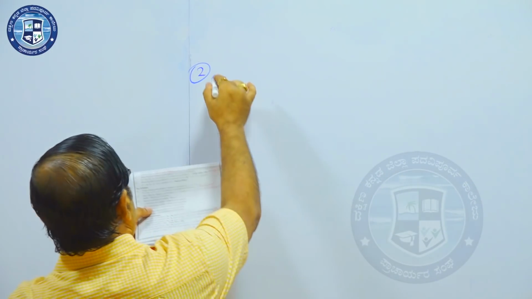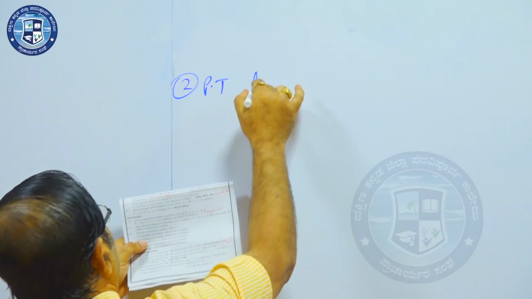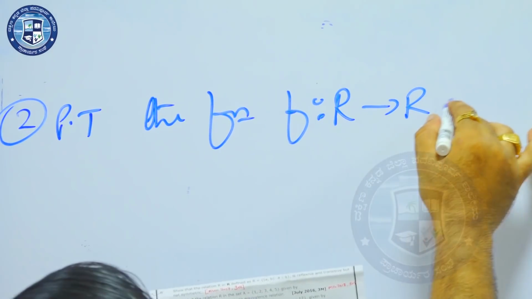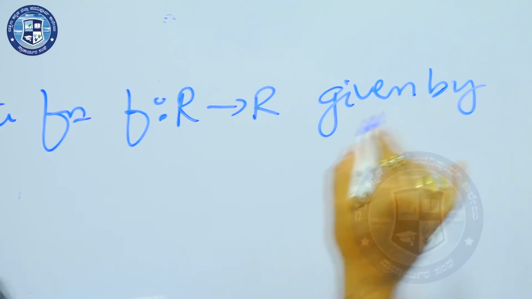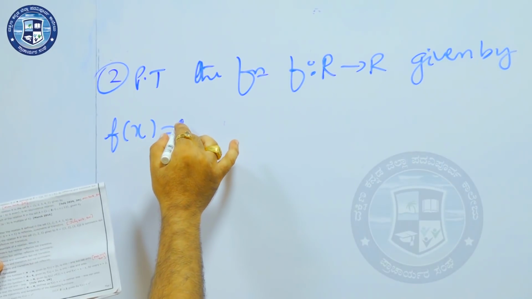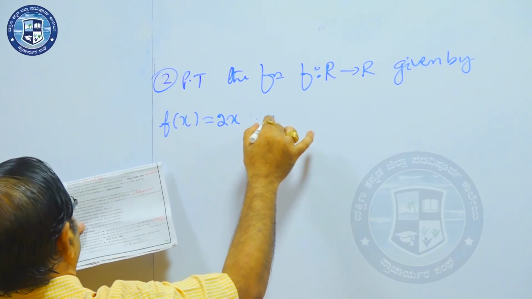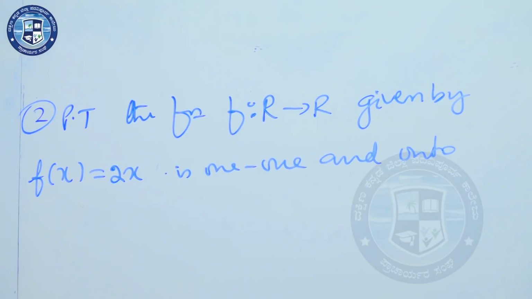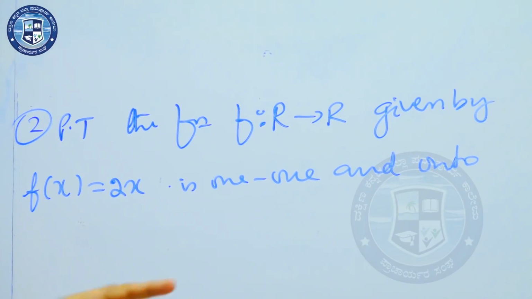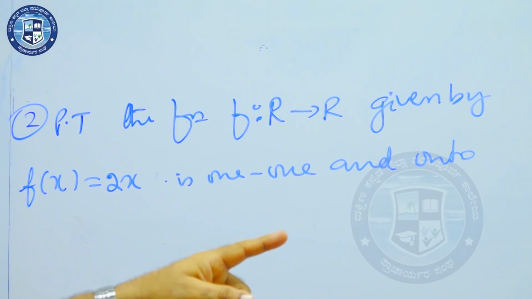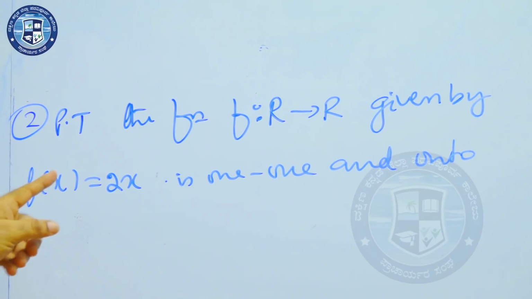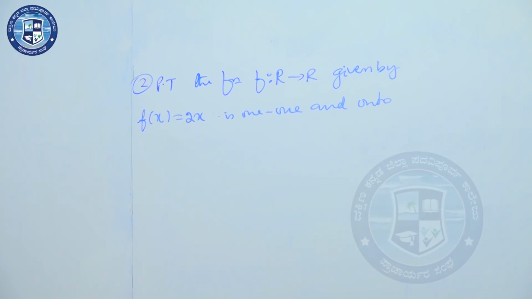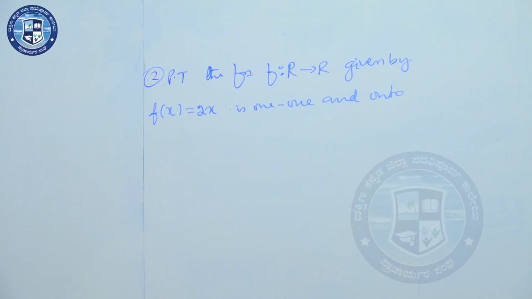Now, prove that the function f from R to R given by f of x is equal to 2x is 1 to 1 and onto. See, observe the difference between this. There it is the same problem, but one difference. The function is defined from N to N. Here I am defining from R to R. R to R means real numbers. Okay, it is defined from real numbers. So, f of x is equal to 2x.